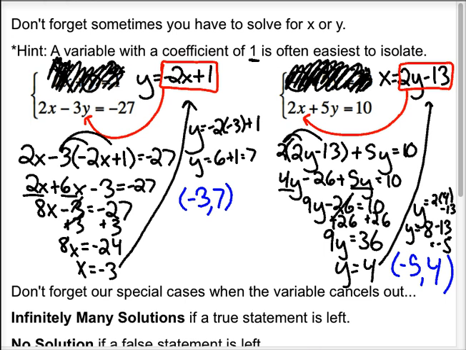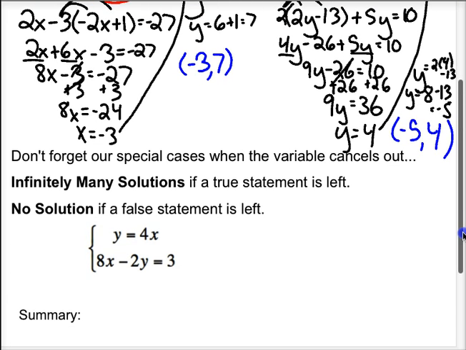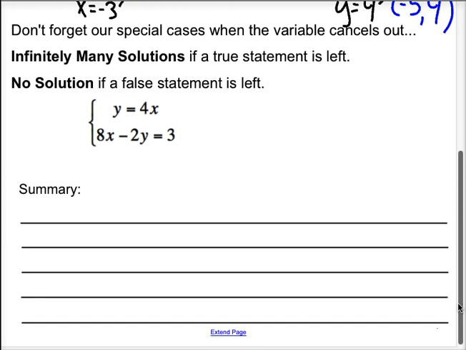So, one thing I want to remind you of, those same cases as last time are back. So, graphing, you could get no solution and infinitely many solutions, but you can in this case too. And it happens very similarly to what we saw back in chapter 1. It happens if your variable completely cancels out of the equation. And then depending on what you have left, if you have a true statement, it's infinitely many solutions. If it's a false statement, you have no solution. So let me show you what that looks like.